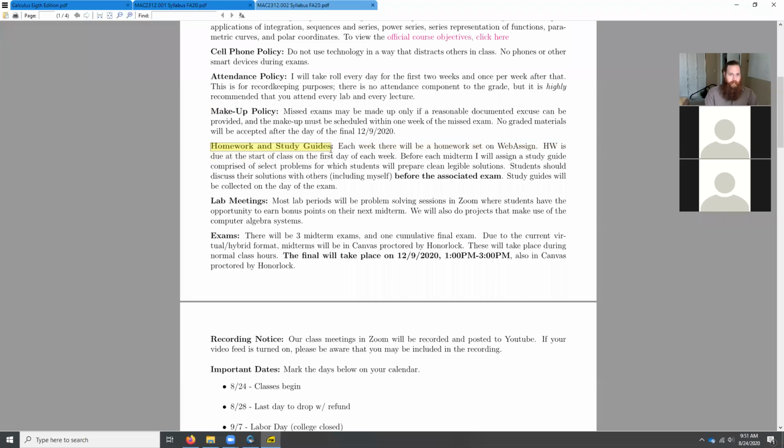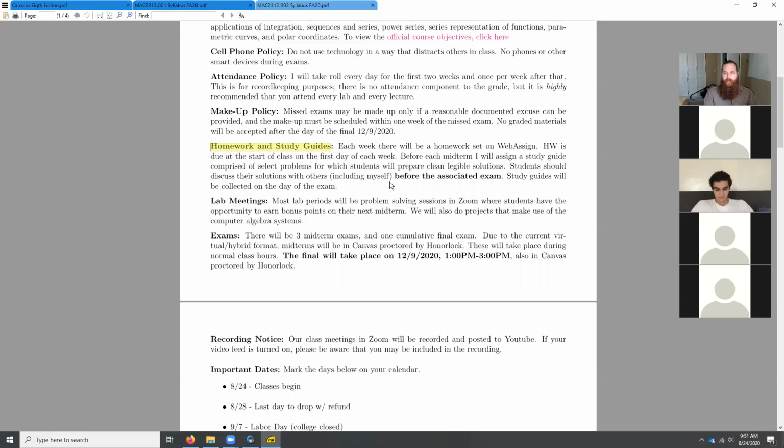Homework and study guides. So every week, including this week, there will be a homework set on WebAssign. The homework on WebAssign is coming from problems that I talk about in class. Each Monday after today, there will be a homework due. So today, a little bit after class, I'm going to release your first homework on WebAssign, and it will be due at the start of class next Monday. So that's the homework. You have one homework set per week. They open on Monday, and they are due at the start of class the following Monday.